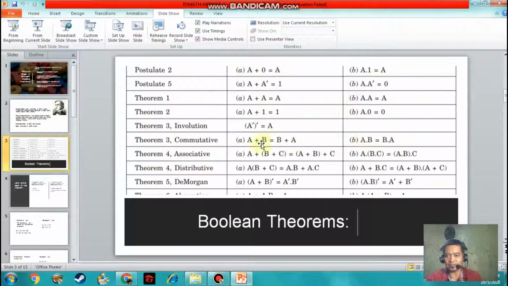Ginagamit natin to kasi kapag nagsisimplify, minsan hindi mo mapapansin, rearrange mo lang, i-commute mo lang, may mapagsasama ka ng like terms or factoring. Yan ang technique. Kaya nagagamit yan. Actually, lahat to. Pero ang essence doon, pag kinomute mo, para makita ng mata mo na may pwedeng mag-combine na terms. Yan. So, associative.